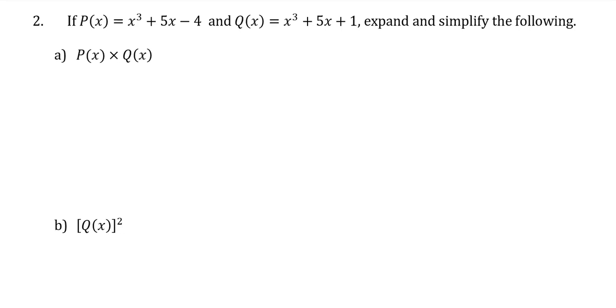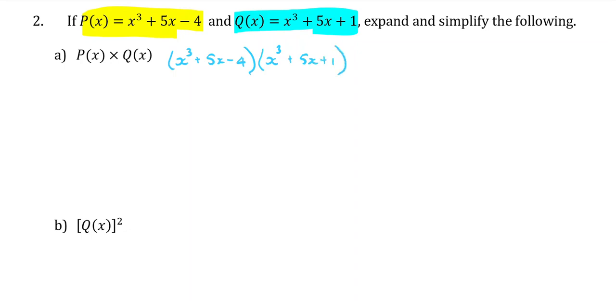We have a polynomial p of x, which is a cubic degree 3 polynomial here. And then we have another polynomial, which they're calling q of x. Expand and simplify the following. And it says there's a couple of things to do here. The first one is I want to times the p of x with the q of x. So timesing them would mean if p of x is equal to x cubed plus 5x minus 4, and I'm timesing that with the x cubed plus 5x plus 1, I need to expand that out.